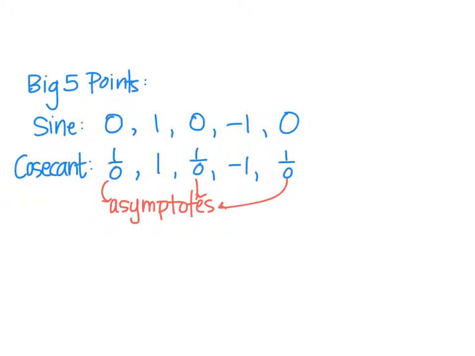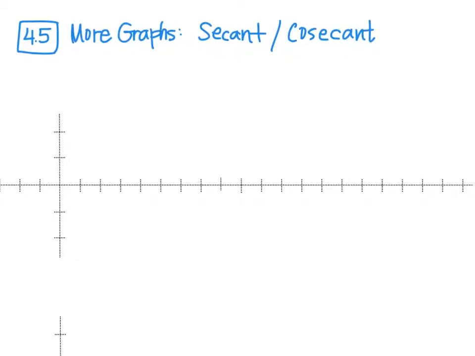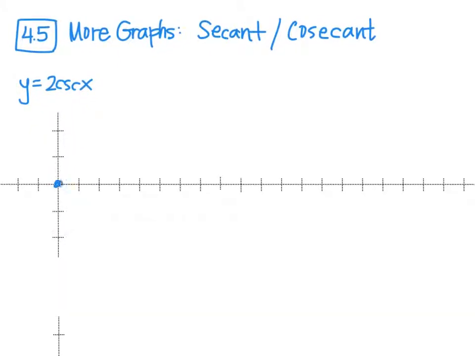All right, let's go back to our graph. In order to graph cosecant, you have to graph sine first. So if you are asked to graph y equals 2 cosecant, you are going to first graph the big 5 dots for 2 sine. They're connected. You're not going to change anything. We've learned how to do that. So you're going to graph 1, 2, 3, 4, 5.